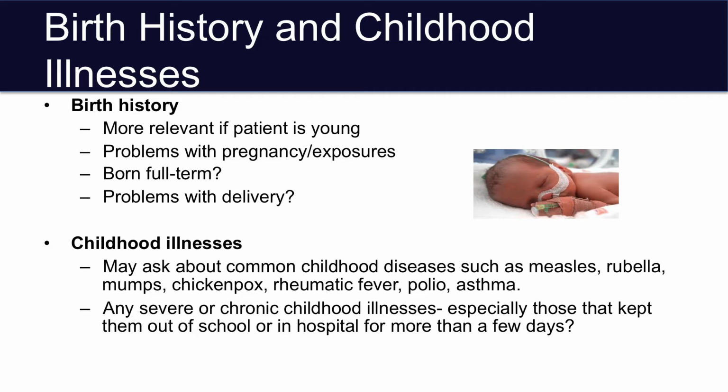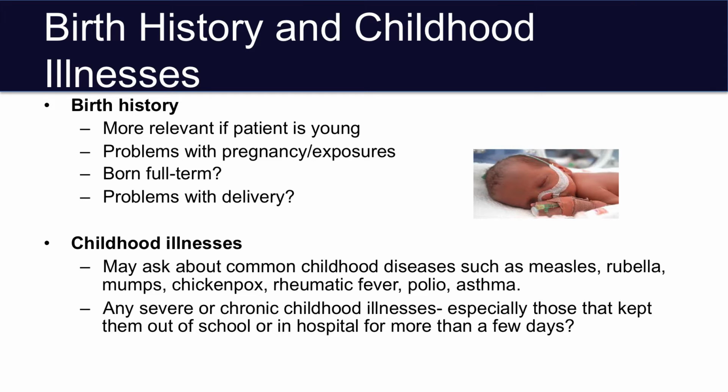When focusing on the birth history and childhood illnesses, this is obviously more relevant if the patient is young. You want to ask if there were any problems with the pregnancy or any exposures that your patient might have had in utero. You want to know if the patient was born full term and if there were any problems with delivery. In terms of childhood illnesses, you want to ask about common childhood diseases.